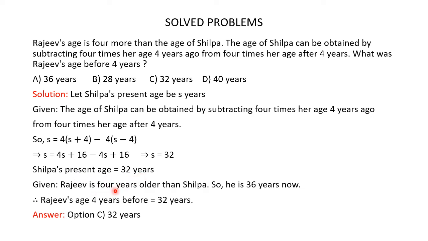It's given Rajiv is 4 years older than Shilpa. So Rajiv's present age is 36 years. Now we are asked to find what was Rajiv's age before 4 years. So Rajiv's age 4 years earlier was 32 years. So the correct answer is option C, 32 years.